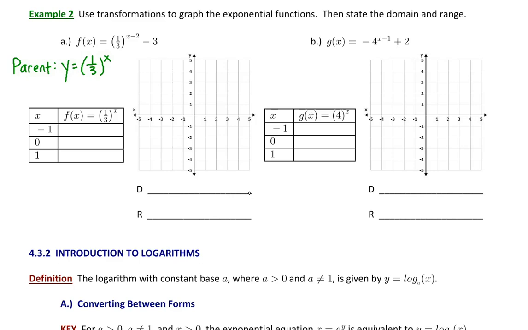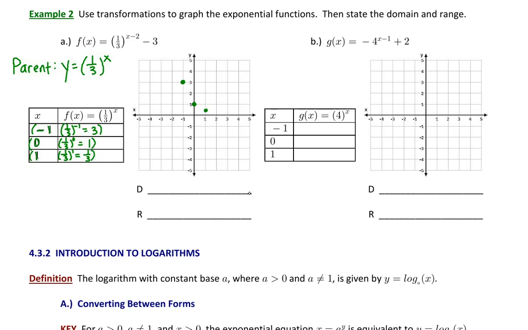So I'm going to start by graphing the parent function by generating those 3 key points. I'm going to use the 3 x values, -1, 0, and 1. So if we plug -1 in for x, we have 1/3 to the -1 power, which of course gives us 3. 1/3 to the 0th power is 1, and 1/3 to the first power is 1/3. So we've got ordered pair -1 and 3. Ordered pair 0, 1, notice we're getting the same y-intercept every time, and ordered pair 1 and 1/3.